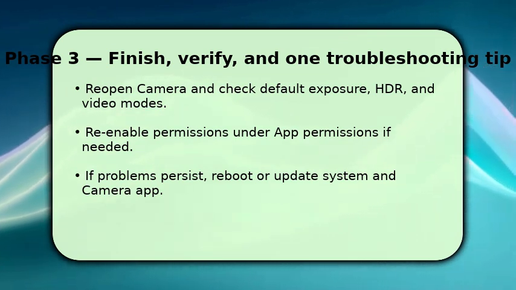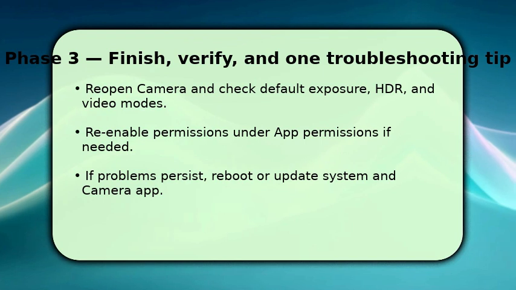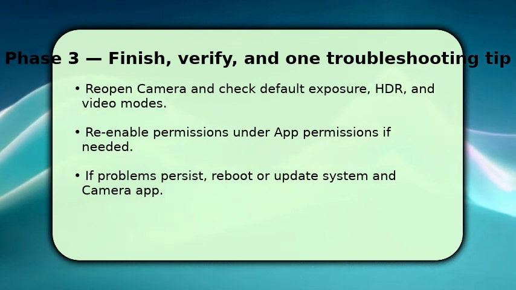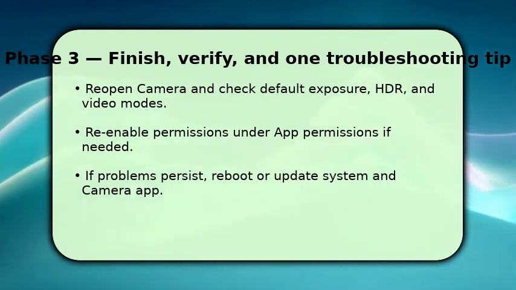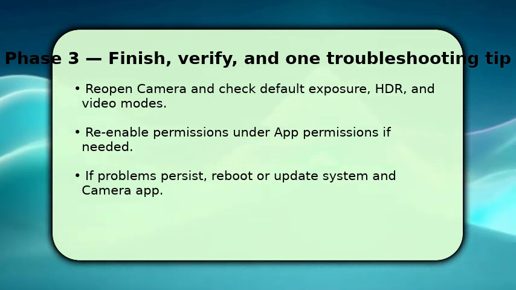If something still fails, restart the phone and check for a camera app or system update, because outdated software can cause glitches. One key troubleshooting tip: if clearing data didn't help, reset app preferences in Settings to restore.